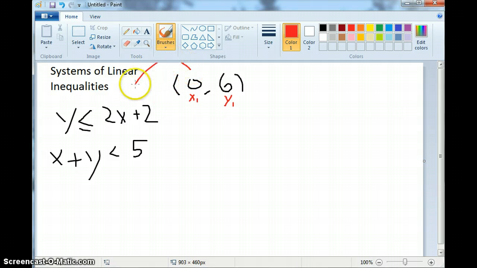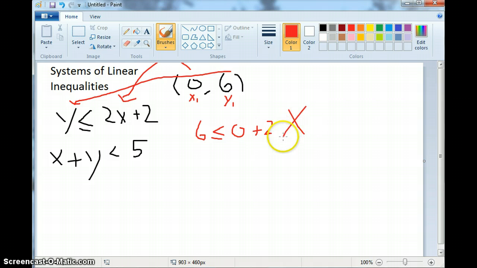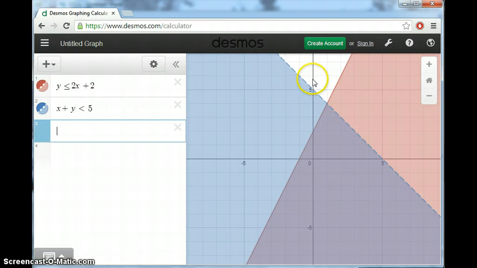So we're going to test in 0 here and 6 here, and we're going to do it for both of them. What we get is 6 is less than or equal to 2 times 0, that's 0, plus 2, and immediately I know this is wrong. Do not shade that region. If we look here, that's not the region that's shaded at all. The point we were looking at was 0, 6. We don't want to drink from there.